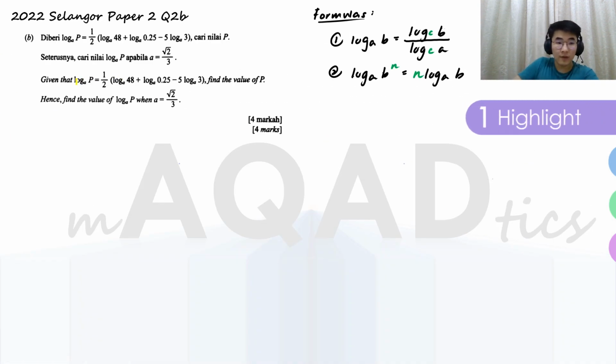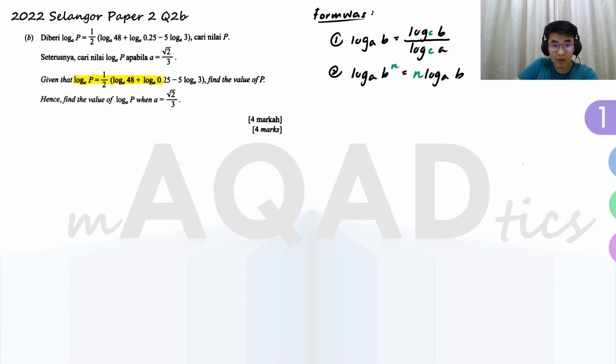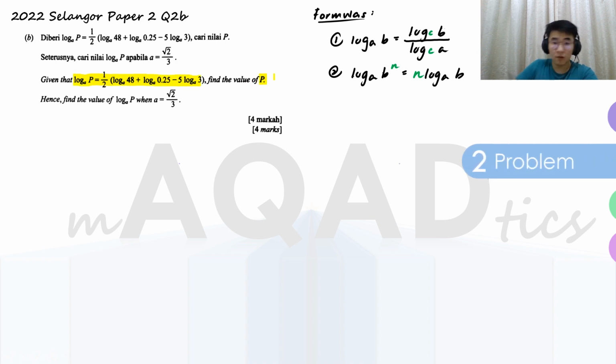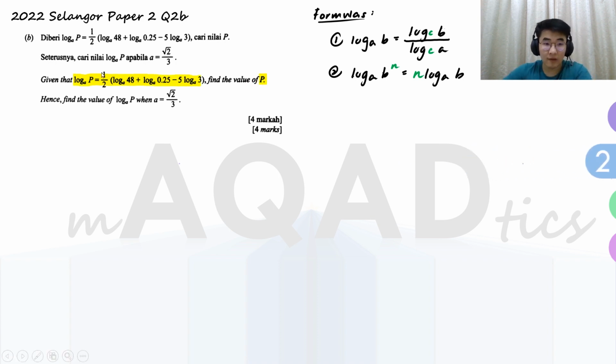Alright, so moving on to the second question, we have this equation, and we need to find the value of p. So the value of p is actually the logarithm's value. So to find this value, we need to simplify the right side. Then we can find the value of p. So once we find the value of p, we need to find this value if the base is actually square root 2 over 3. Right?